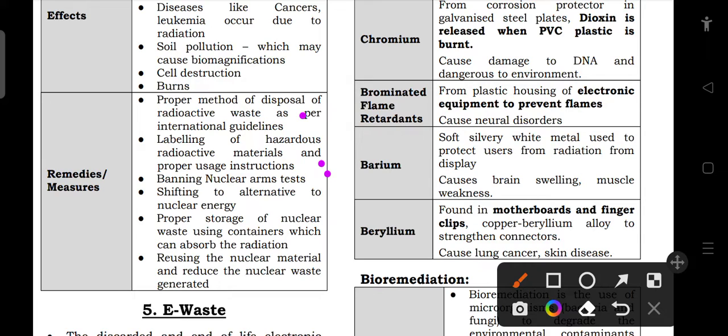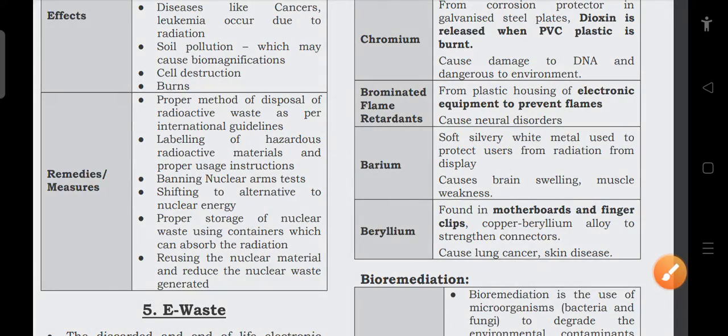And if an accident happens, its effect is very severe, so we have to look for some alternative. Then proper storage of nuclear waste using containers which can absorb the radiation is also essential. And reusing the nuclear material and reducing nuclear waste, these are the steps to prevent the radioactive pollution.